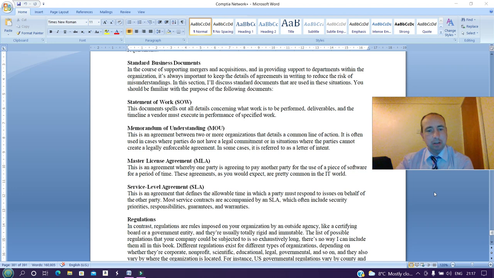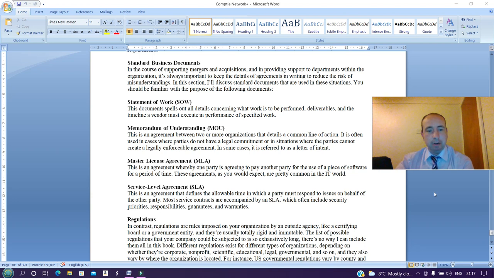Master License Agreement, MLA. This is an agreement whereby one party is agreeing to pay another party for the use of a piece of software for a period of time. These agreements, as you would expect, are pretty common in the IT world.